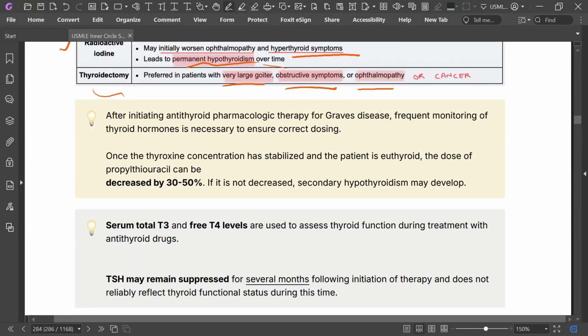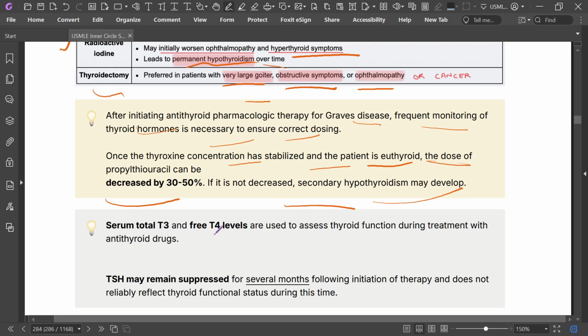Okay, after initiating antithyroid pharmacologic therapy for Graves' disease, frequent monitoring of thyroid hormone is necessary to ensure correct dosing. Once the thyroxine concentration has been established and the patient is euthyroid, the dose of propylthiouracil should be decreased by 30 to 50%. If it is not decreased, secondary hypothyroidism may develop.